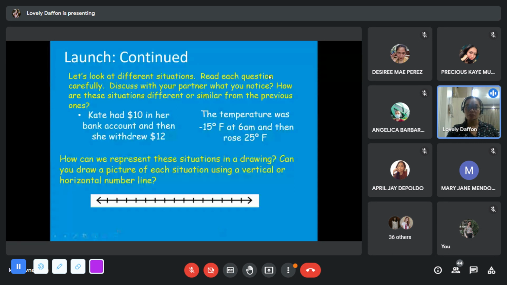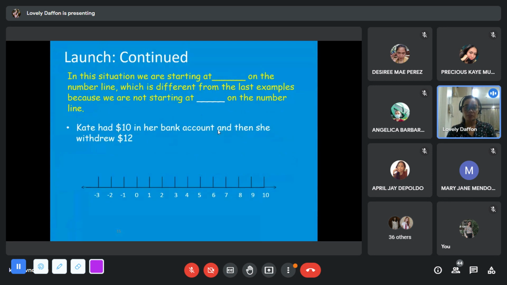Okay, so for example, we have here Kate had $10 in her bank account and then she withdrew $12. The other problem is the temperature was negative 15 at 6 a.m. and then rose to 25. Question: how can we represent these situations in a drawing? Can you draw a picture of each situation using a vertical or horizontal number line?